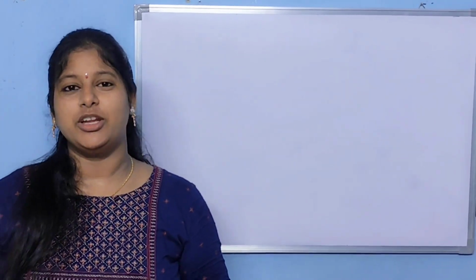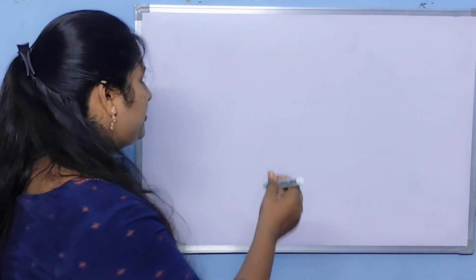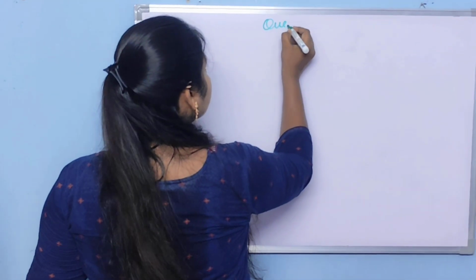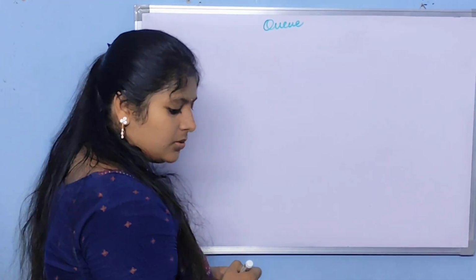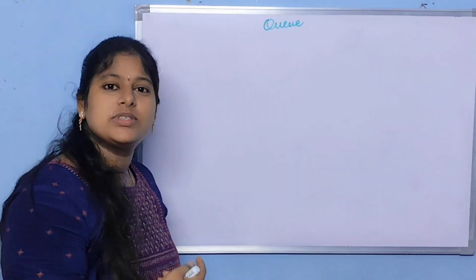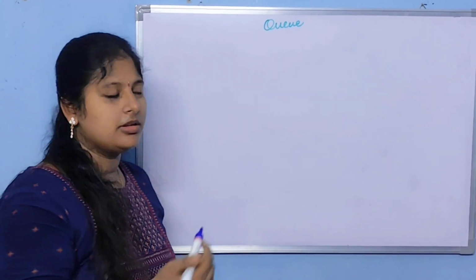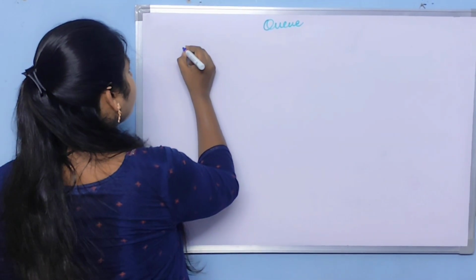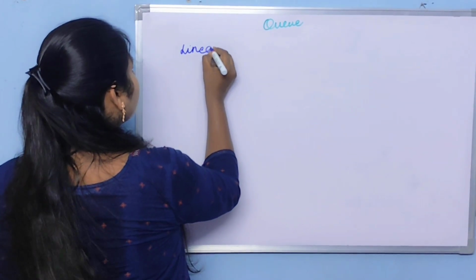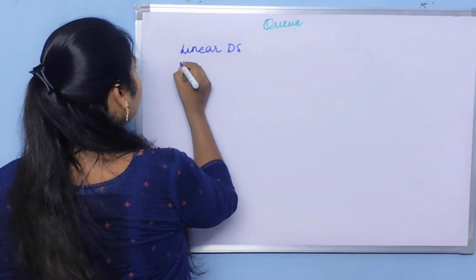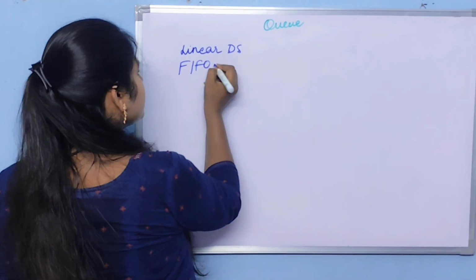Today I am going to explain the topic queues. Okay, so what is meant by queue? Queue is a linear data structure, right? It follows the first in first out principle.